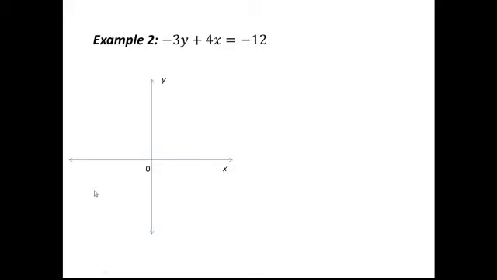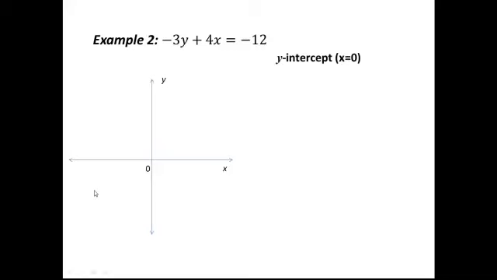Let's try one more example. So this one you can go ahead and try on your own. It's a good idea if you want to just follow the steps from before. If you're not quite confident enough yet, you can follow along with me. Okay, so we've got the equation negative 3y plus 4x is equal to negative 12.